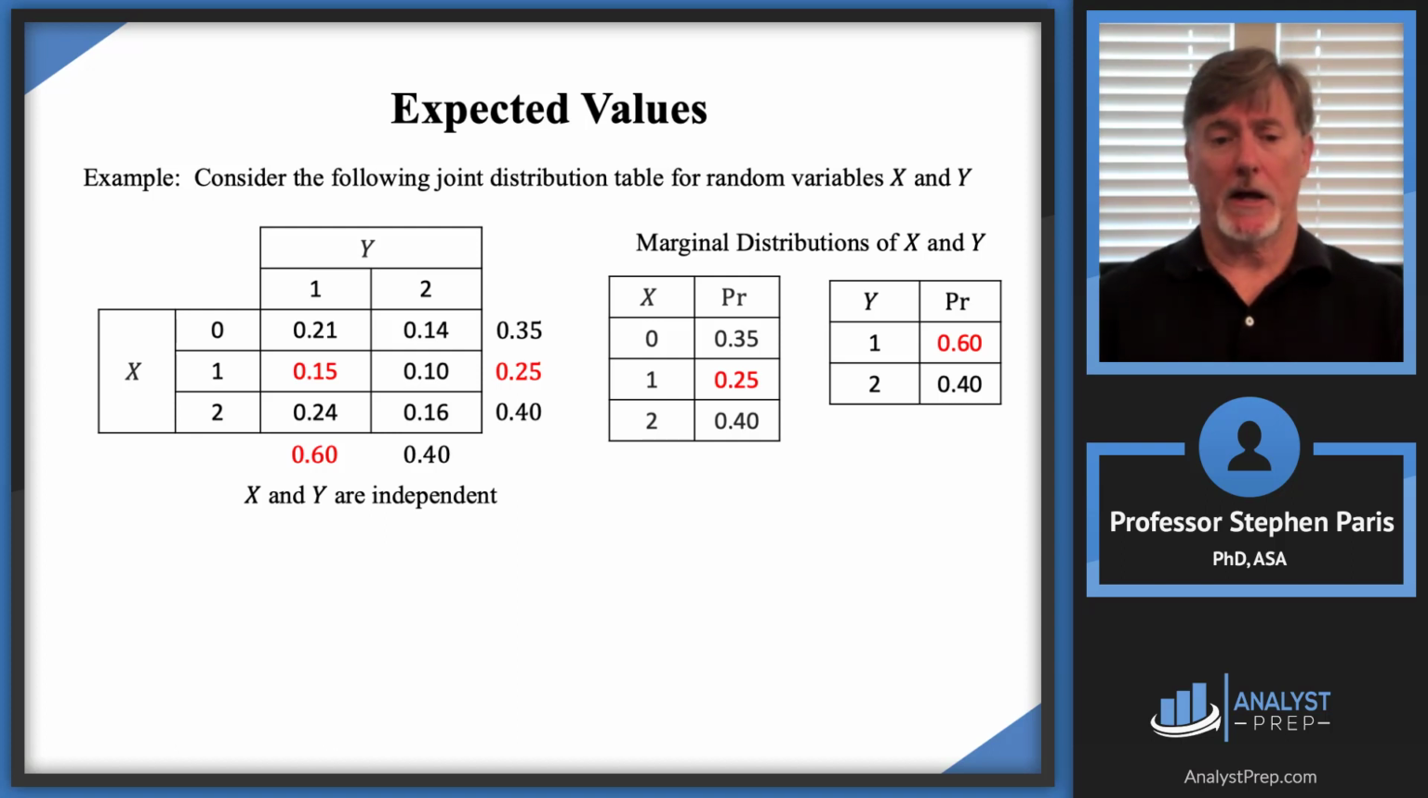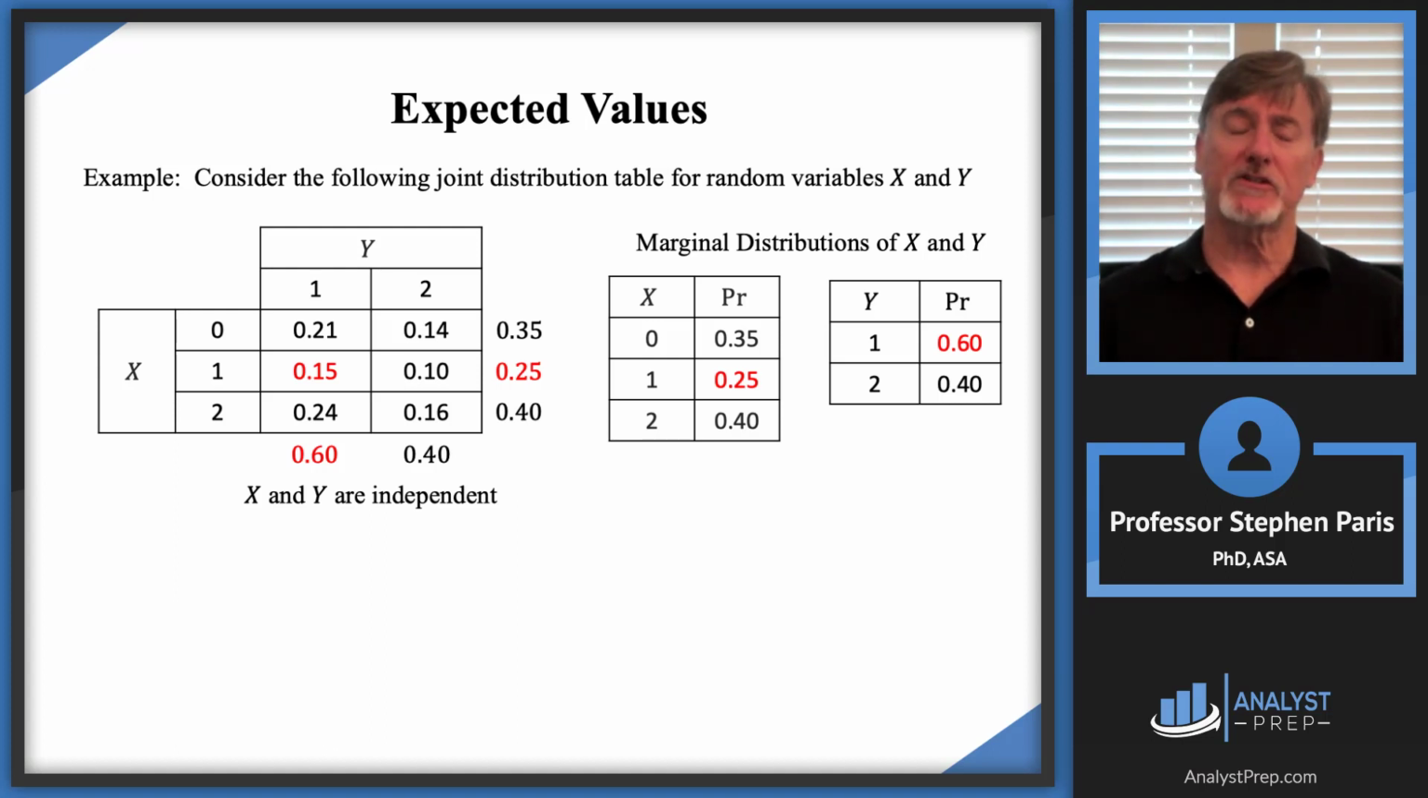And so if you do that for all the different arrangements of capital X and capital Y, you'll see that in every case, the value in the joint table is equal to the product of their marginal probabilities. And that tells me that I have independent random variables.